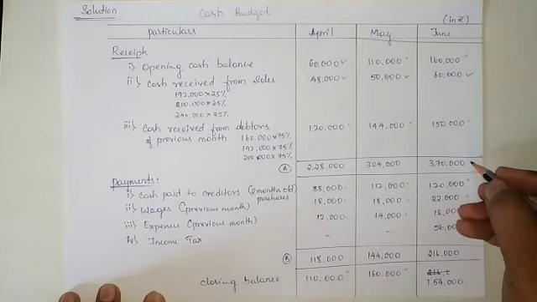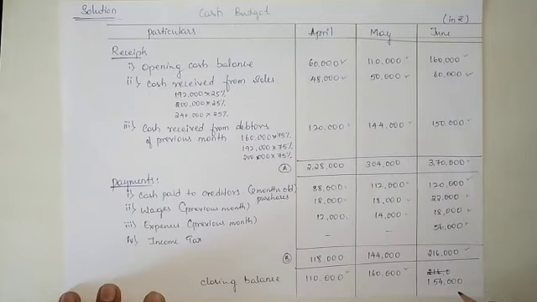By adding these amounts, you will get 3,70,000 receipts minus payments 2,16,000, so 1,54,000 is the closing balance. This is how we are going to prepare the cash budget. Thank you.